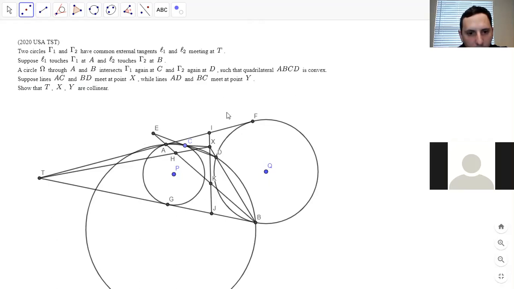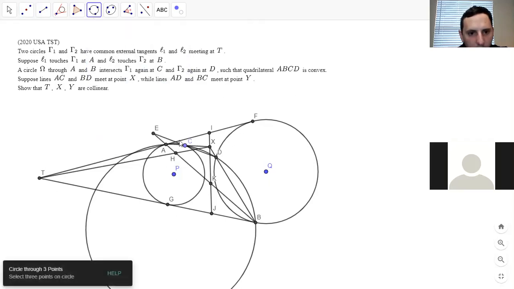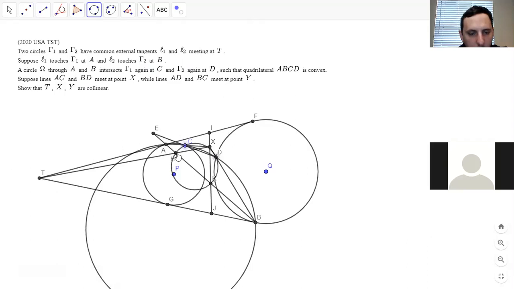Our aim is to prove that CDKH is cyclic. Then we are done. CDKH. CDAH doesn't look cyclic. Oh, CDKH, I'm sorry, I thought you said CDAH. Okay, so we want to show CDKH is cyclic.